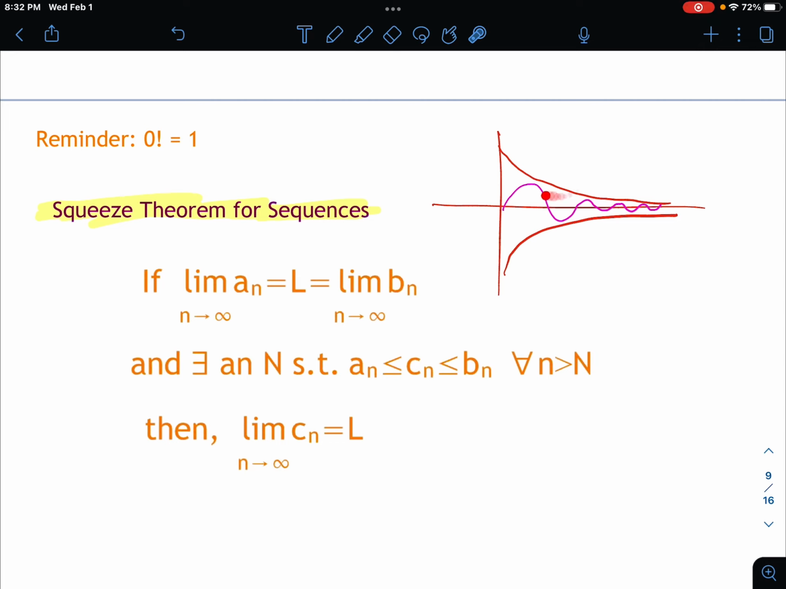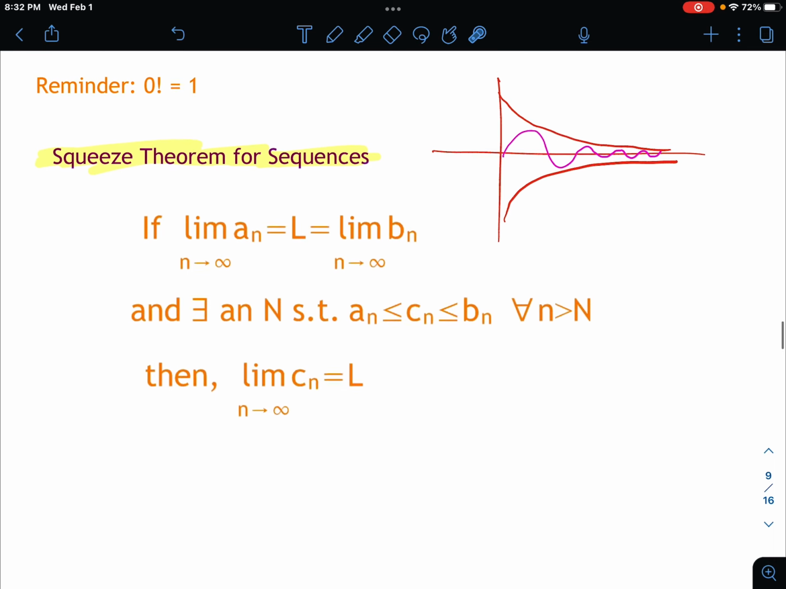Then there exists some value such that our function c of n is also going to converge to L because it's bounded by these, okay? And that's kind of the basic idea. I'm going to go through one of these with you guys.